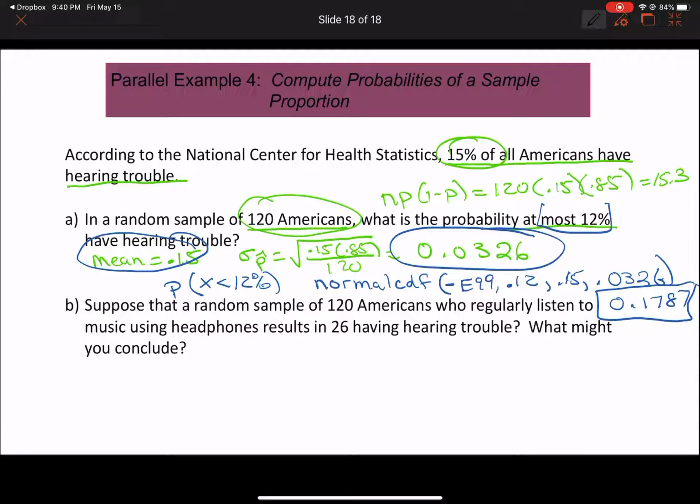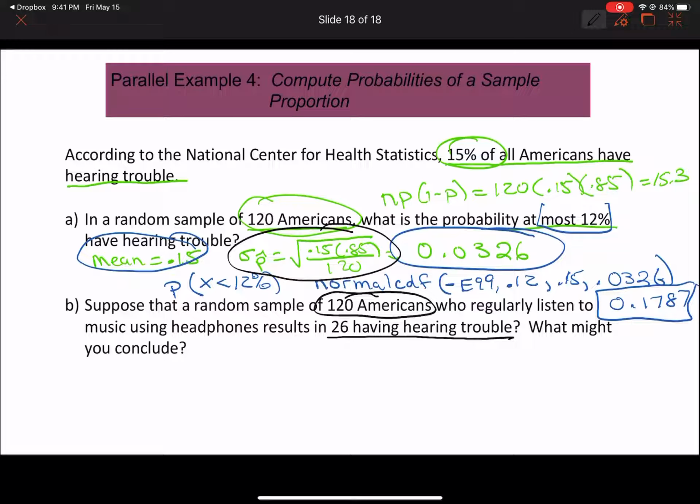So now what I would like you to do is pause this again, and I want you to take a look at this. Suppose that a random sample of 120 Americans who regularly listen to music using headphones results in 26 having hearing trouble. What might you conclude? So remember to find your p-hat and use that p-hat with your normal CDF and the standard deviation that you already calculated, just to see what you might conclude from that. So go ahead and pause this and come back and we'll talk about it.